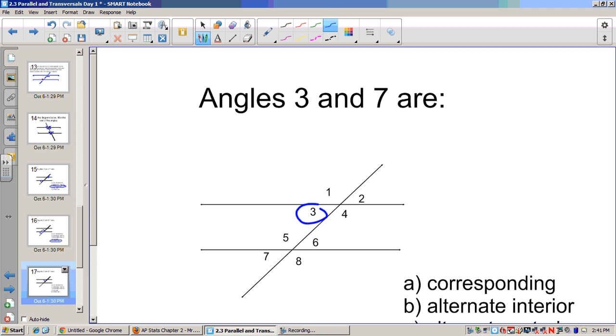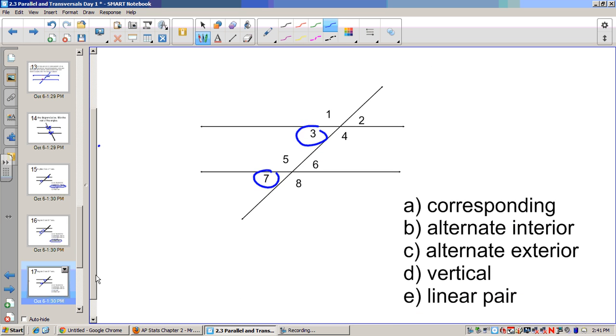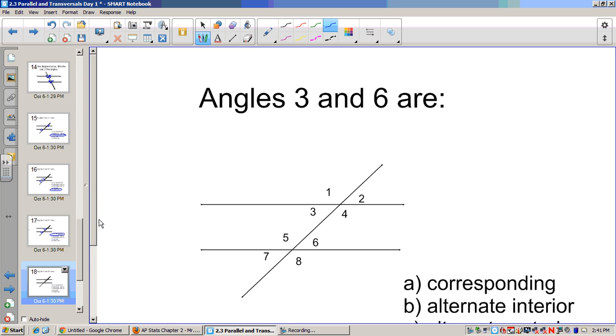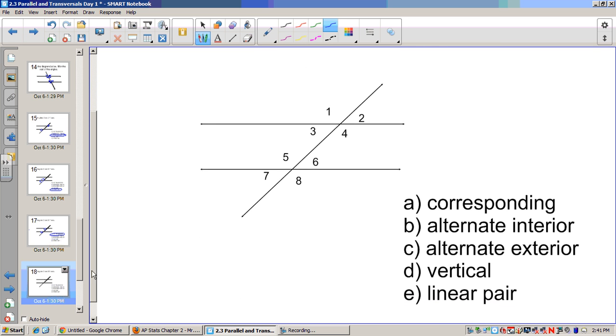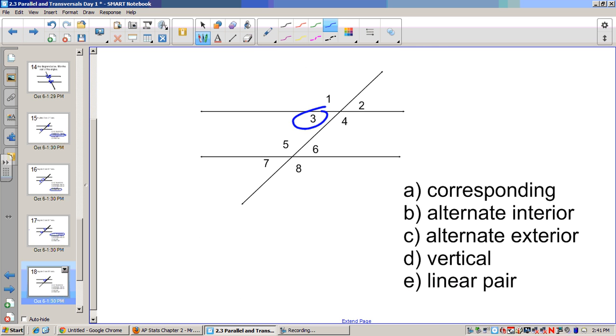Angles 3 and 7. Those angles are corresponding angles because they're in the same spot, both on the top and bottom. Angles 3 and 6. Those are in the insides and they alternate from one side to the other, so that's alternate interior.